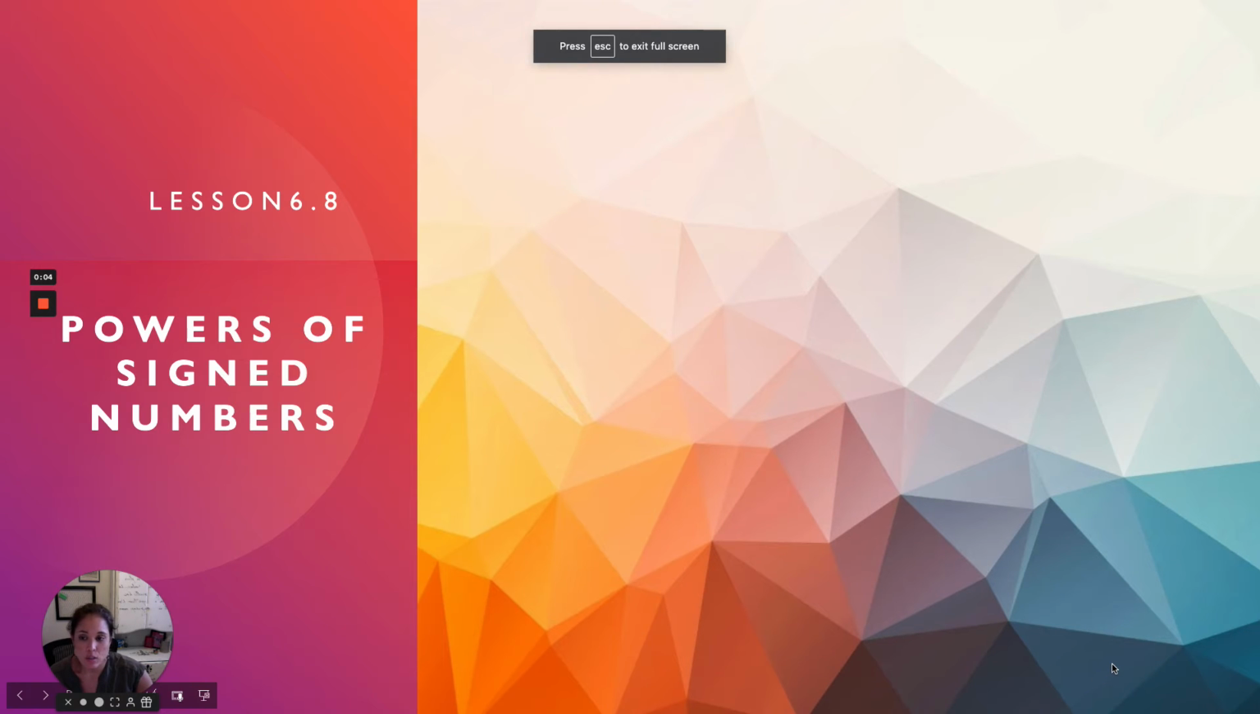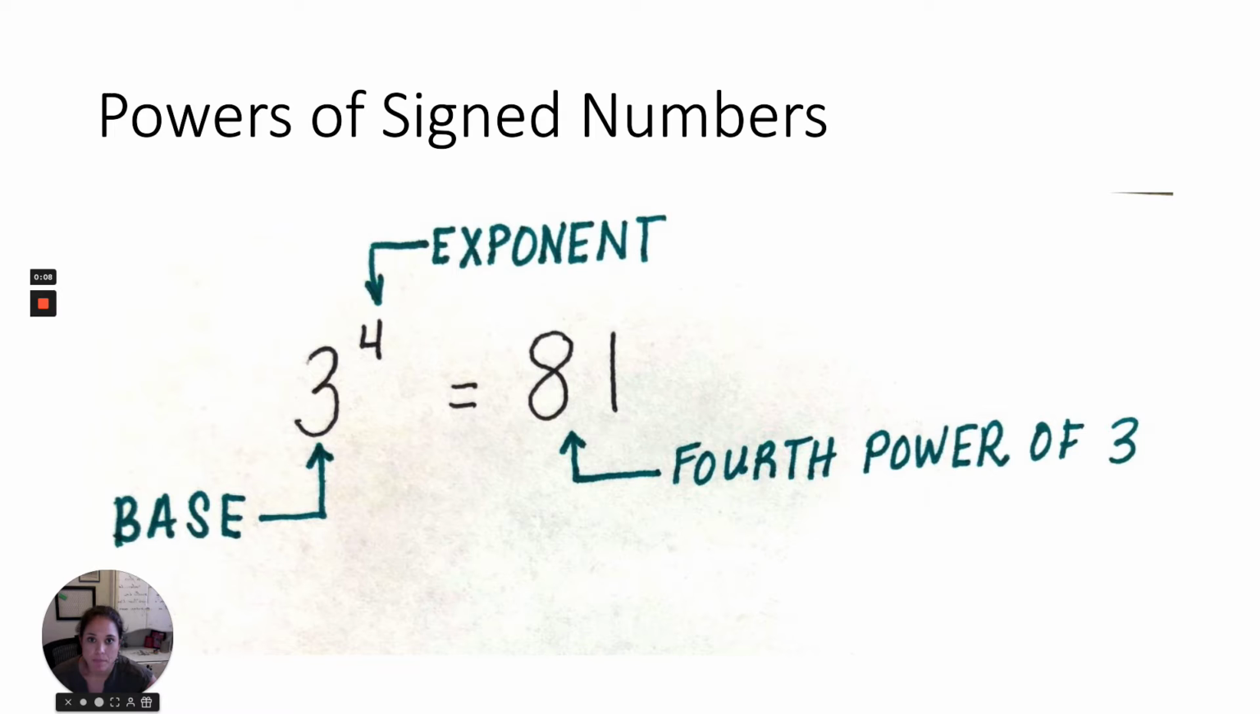This is lesson 6.8, Powers of Signed Numbers.